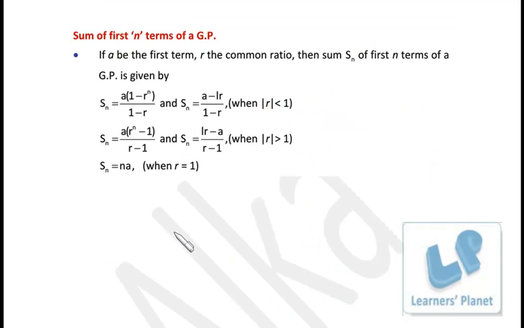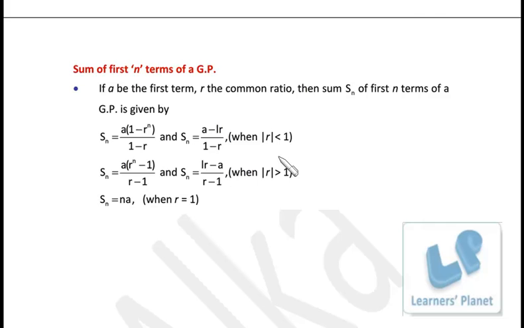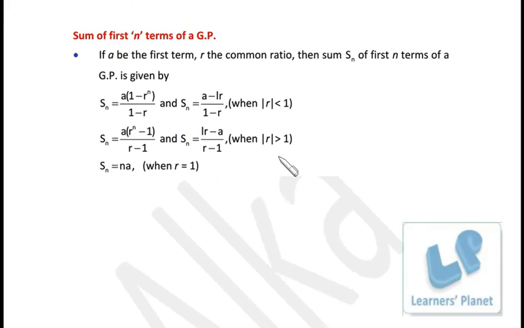Now let's see the sum of the first n terms of a GP. Just now we found the formula for the nth term of the GP. Now let's see how we find the sum of the first n terms of a GP. So the sum is a plus ar plus ar square till ar^(n-1).